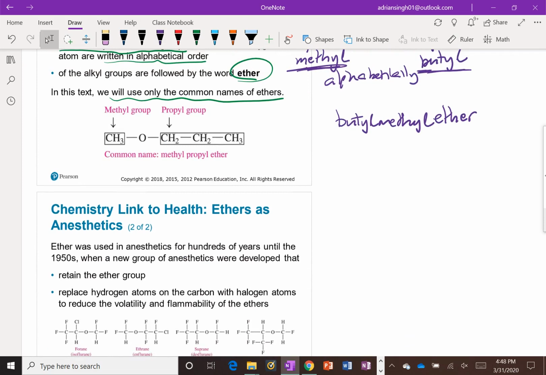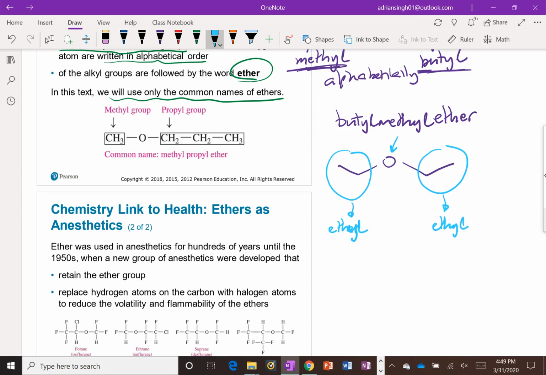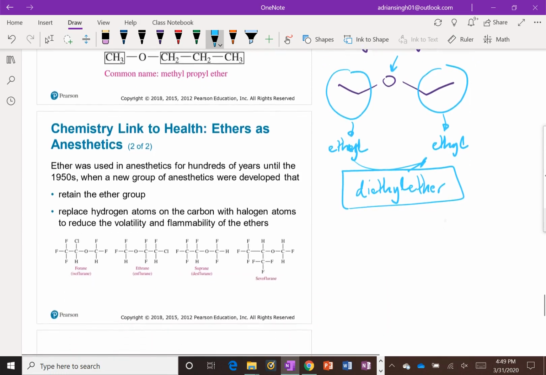All right, similarly, if we had something like this, there's our oxygen between 2 carbons, so that's a 2 carbon group on the left, a 2 carbon group on the right. This is an ethyl on the left. This is an ethyl 2 carbon group on the right. Right, so this ends up being diethyl, and then it's an ether, so we stick the word ether at the end. Diethyl ether, and it's that simple for naming ethers.